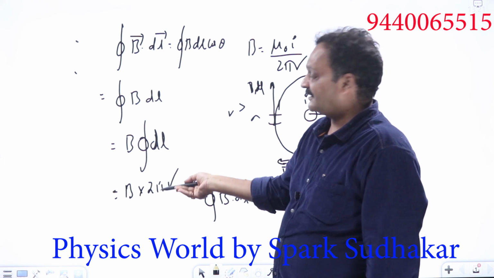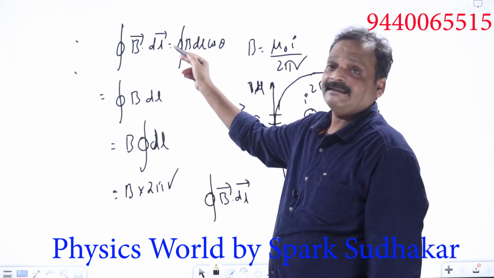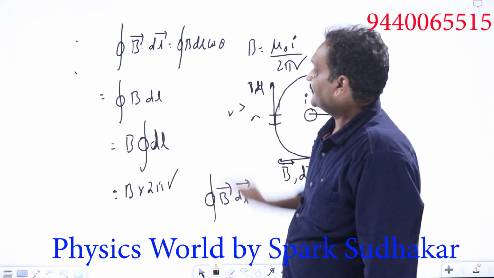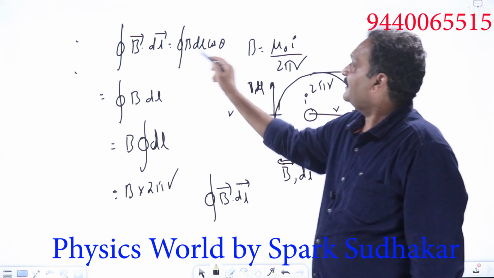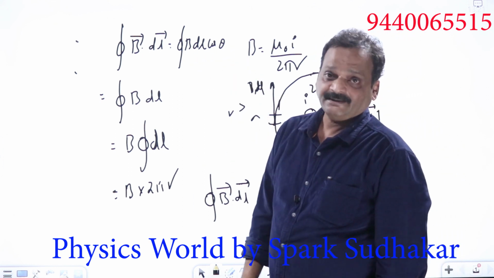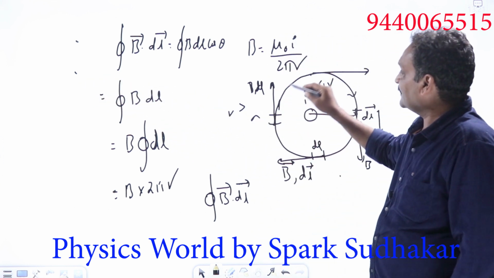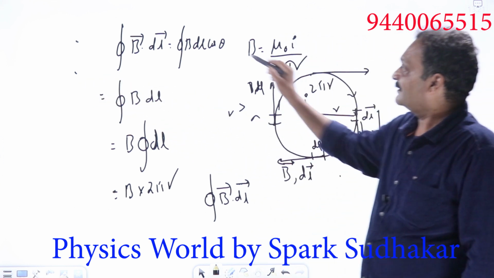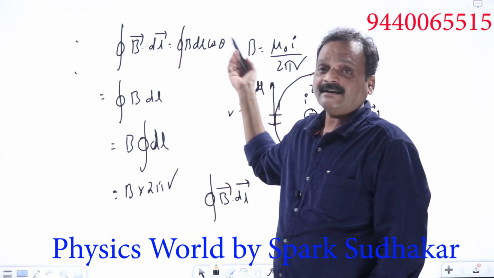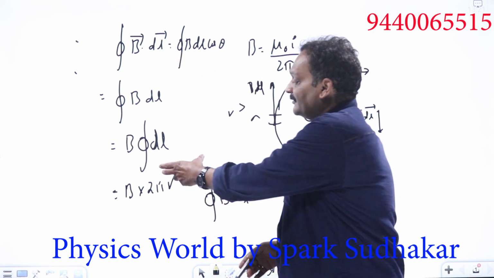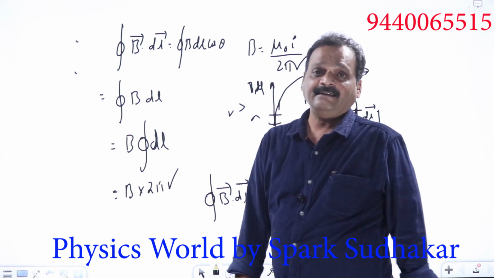Within 2 steps I could evaluate circular integral B dot dl, because the angle between B and dl, cos theta, is known to me, 0 degrees, and B is constant everywhere. The advantage of choosing the right Amperian path is that B cos theta becomes the same everywhere, so I could evaluate circular integral B dot dl within 2 steps.